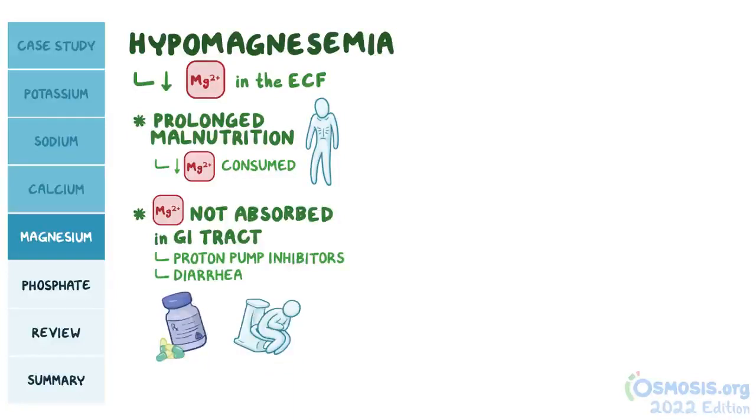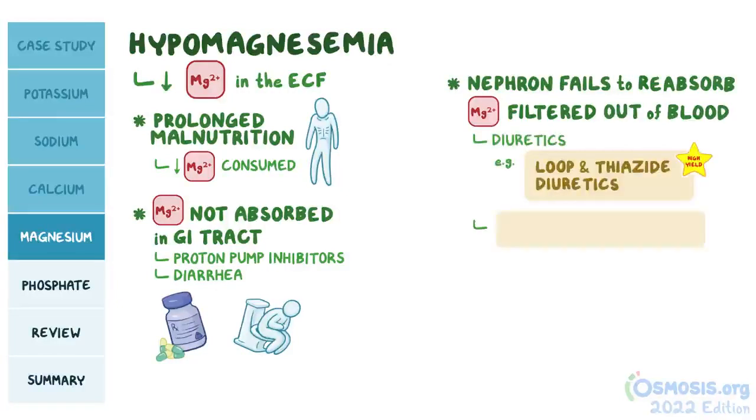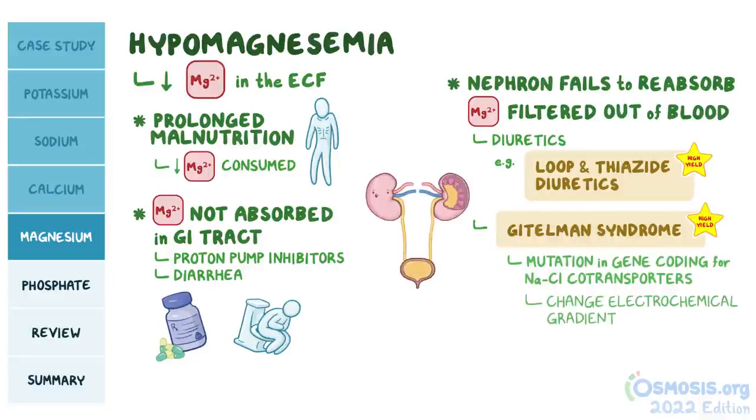Another scenario that can lead to this is when the nephron fails to reabsorb the magnesium that's filtered out of the blood. This is commonly due to diuretics, particularly loop and thiazide diuretics, but can also result from Gitelman syndrome, where there's a mutation in the gene coding for the sodium chloride cotransporters in the distal tubule. This could change the electrochemical gradient and cause more magnesium to stick around in the lumen and then be peed out.